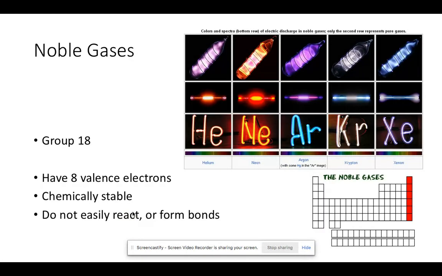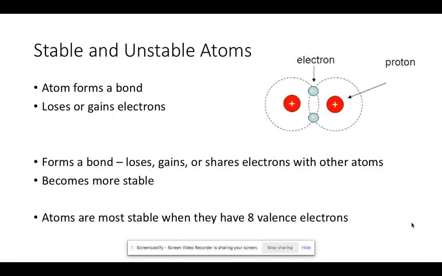Okay. Group 18 are our noble gases. They have 8 valence electrons, so they are happy. They do not easily react or form bonds. This is our last column in the periodic table right here. These nonmetals, you can label them on your periodic table as noble gases, and they will not bond because they don't react easily.